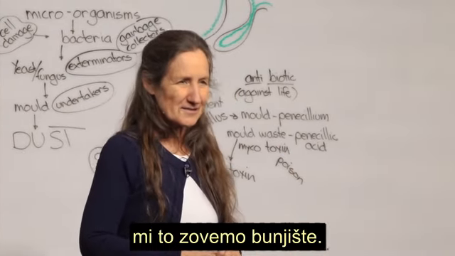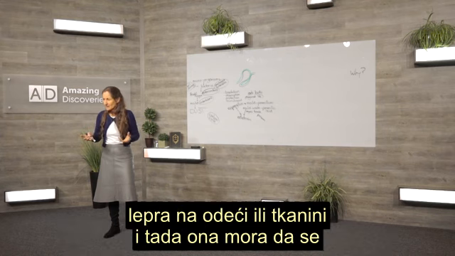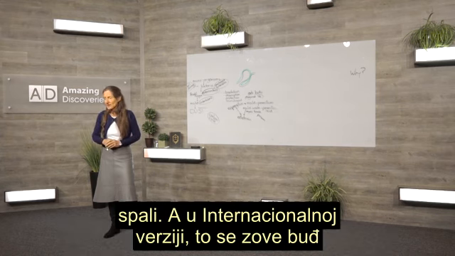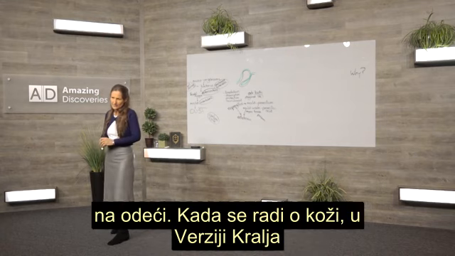This is fairly serious. The King James Version also talks about leprosy on the clothes. If there's any leprosy on any fabric, it has to be burned. And again, the New International Version calls it mildew on the clothes.